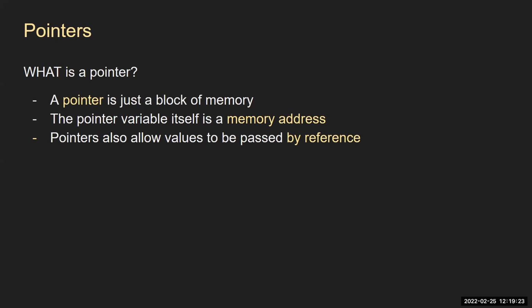So a pointer is just a block of memory, and if you were to print the variable that is a pointer, it's just going to give you a memory address. That's all it is. It's just a memory address. I also have this point about passing by reference. If you know what that is, then that's good. You know that basically it can allow you to modify things as far as parameter passing. If you don't understand what passing by reference is, that's okay. I'll explain that a little bit later.